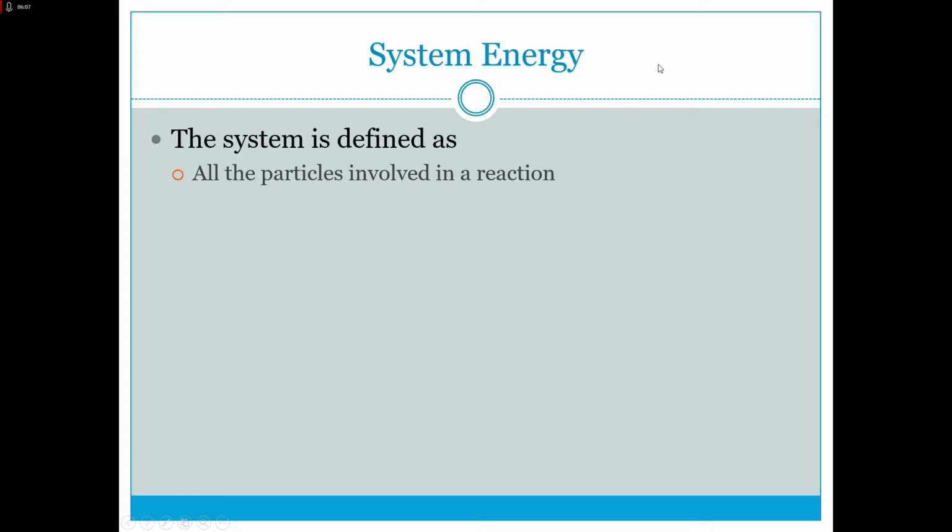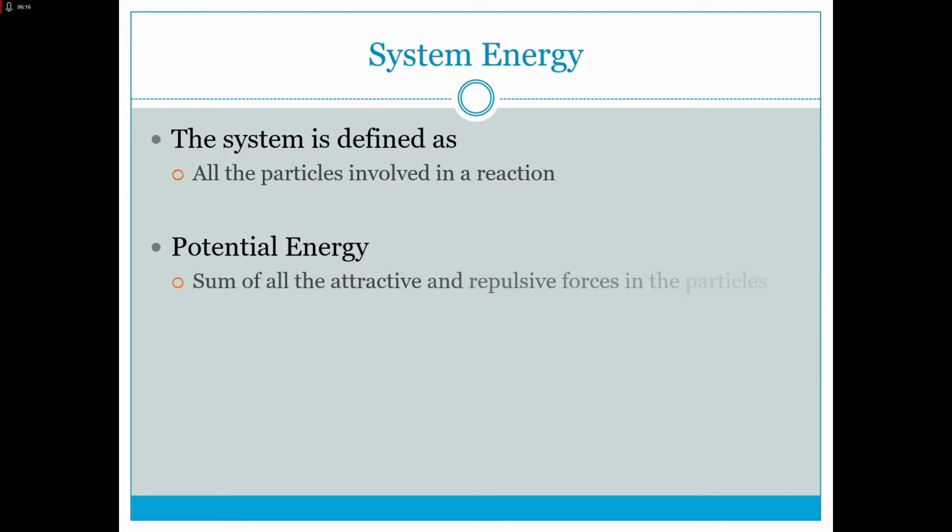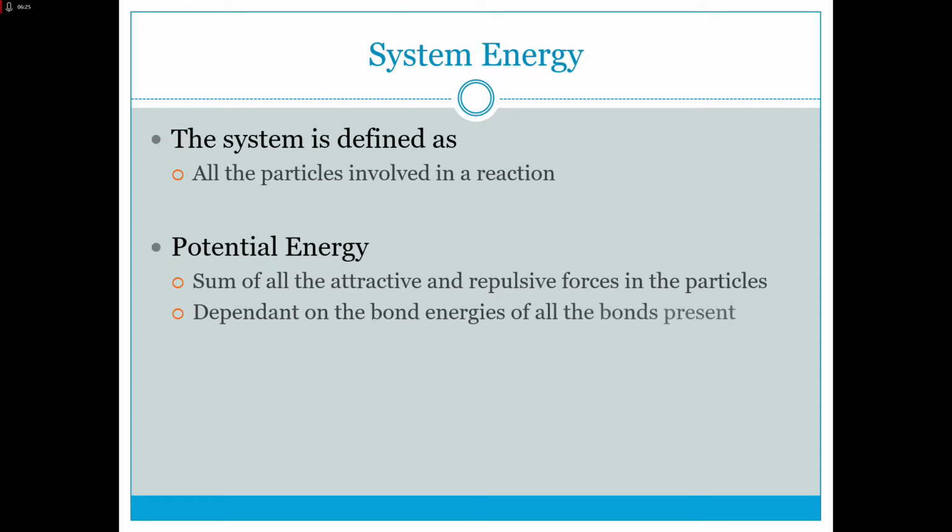And the system energy takes into account both the potential energy of the system as well as the kinetic energy of the system. If you remember, for those of you who took Physics 11, particles contain many different forms of energy. There were, I think, three different forms of kinetic energy, and then potential energy. Potential energy is simply defined as all the attractive and repulsive forces in the particles.